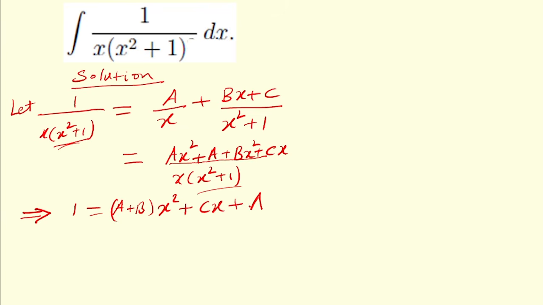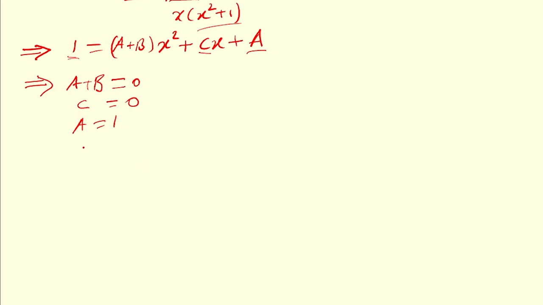Then these two are equal for every real number, which means a plus b, on the right side, is the coefficient of x squared. On the left side, the coefficient of x squared is 0. The coefficient of x, c, is equal to no coefficient here, so c is 0. And the constant term is a; the constant term here is 1. Therefore, this implies b is equal to minus a, that's negative 1.